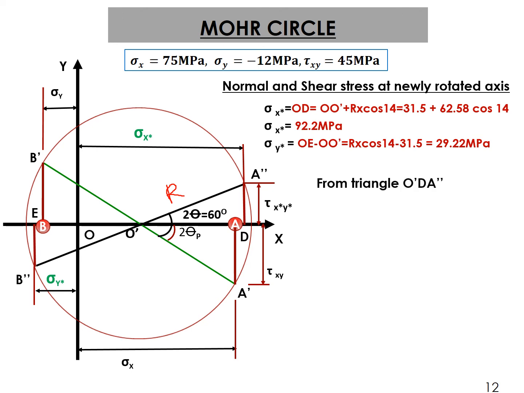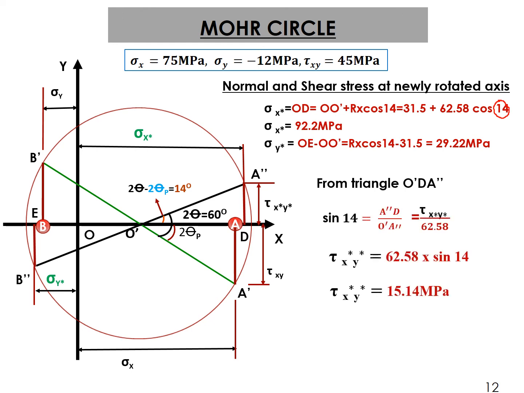Now in this right triangle, we have to find this angle. Now you can see this angle is nothing but, because this total was twice theta, as I told you earlier, you have rotated your axis. The green axis has been rotated to a new position. So in this right triangle O dash D A double dash, this angle becomes twice theta minus twice theta p. It is 14 degrees. Now that angle has been shown here. This 14 degree basically is that angle. So from this you can find out all the values.